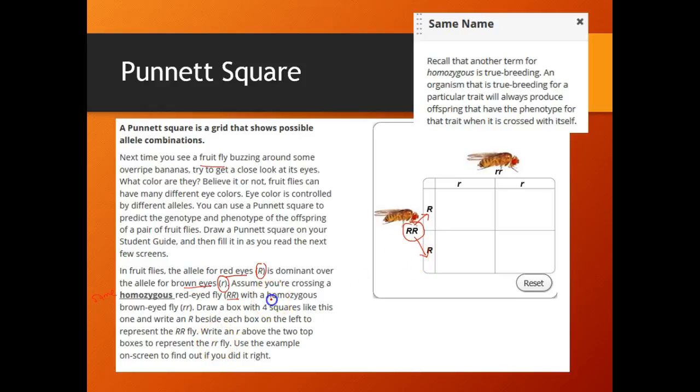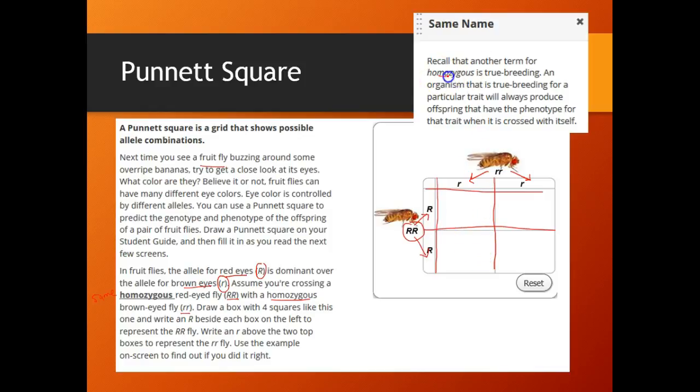And then we have a homozygous, which again means same, brown-eyed fly, so that would be little r, and we're going to separate that into two separate sections as well because of the concept of independent assortment. After that, you're going to just draw a Punnett square, which is really simple. Just looks something like this, right? So that you have four squares to fill out in the end.